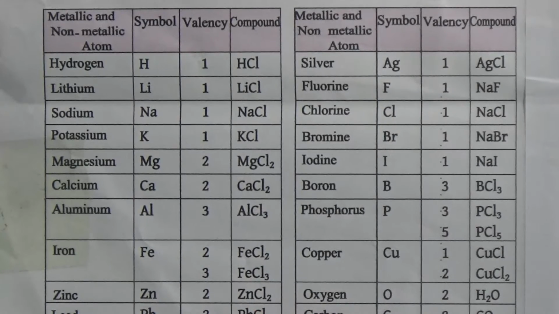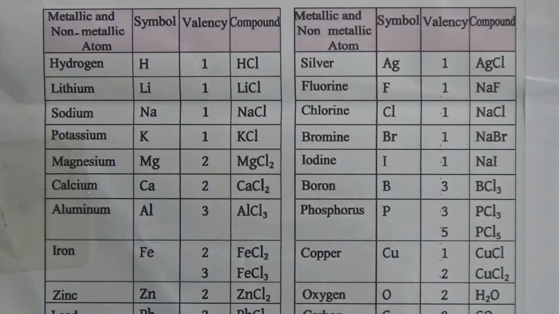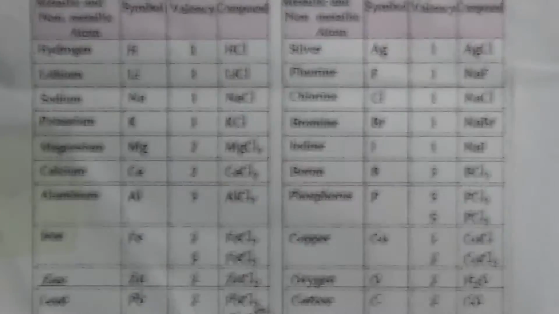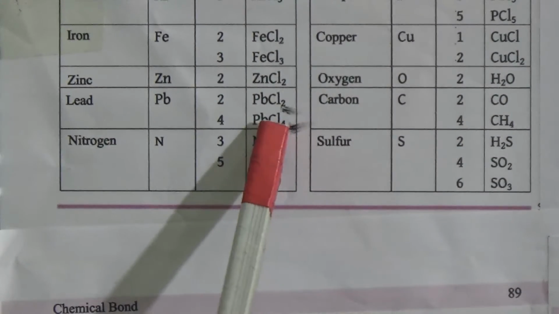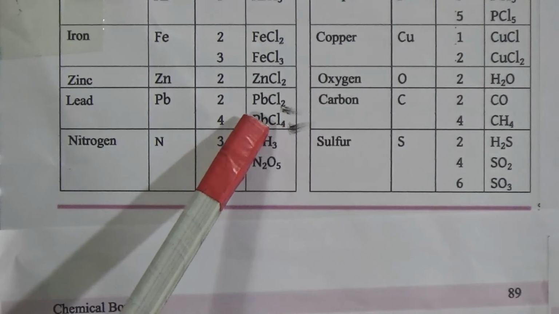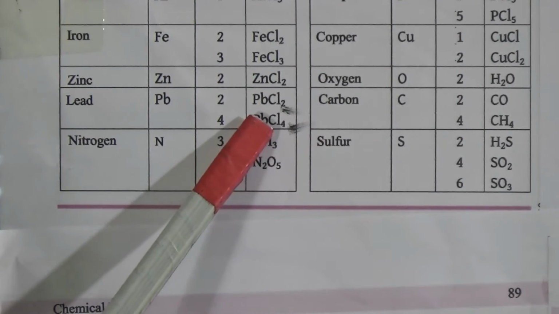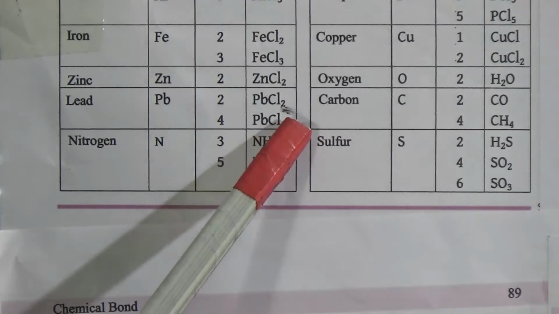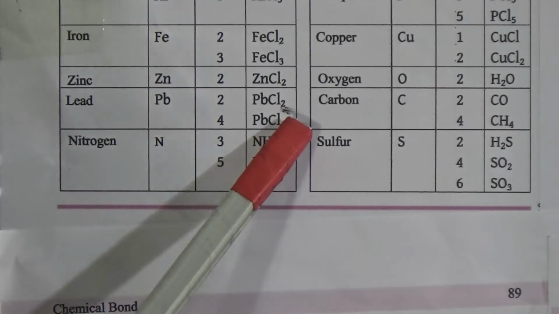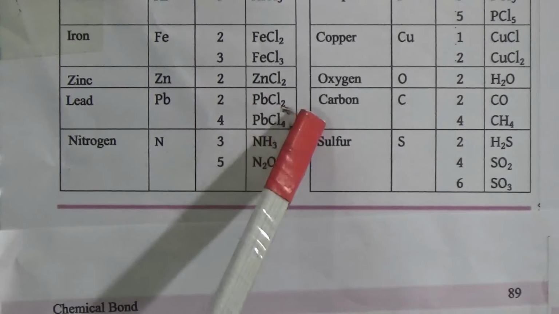Coming to lead chloride, lead dichloride, lead has variable valency. Here the valency of lead is 2, because 2 is written, and here the valency of lead is 4, because in the second compound, lead tetrachloride, lead can hold 4 chlorine atoms, so its valency is 4.